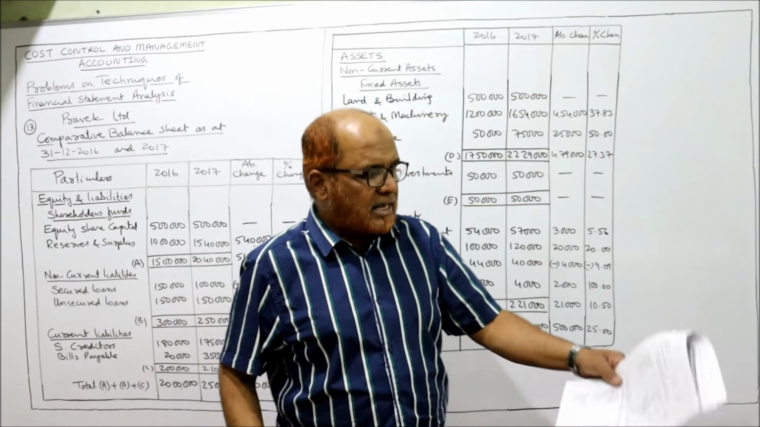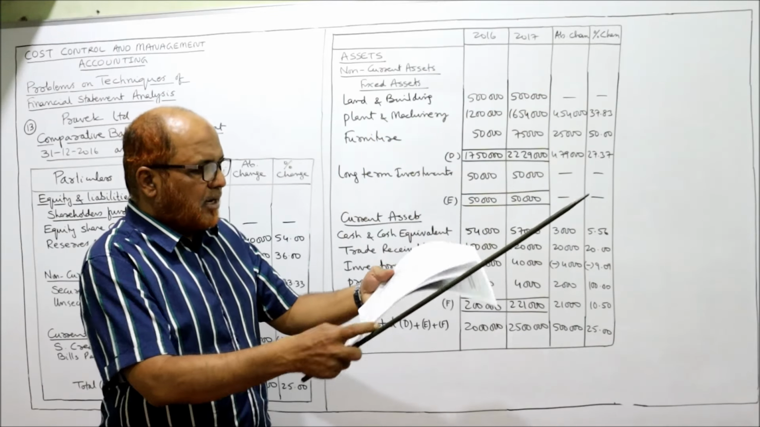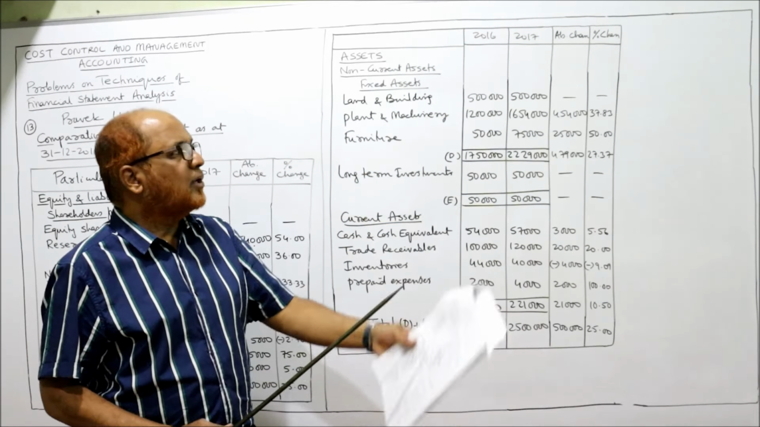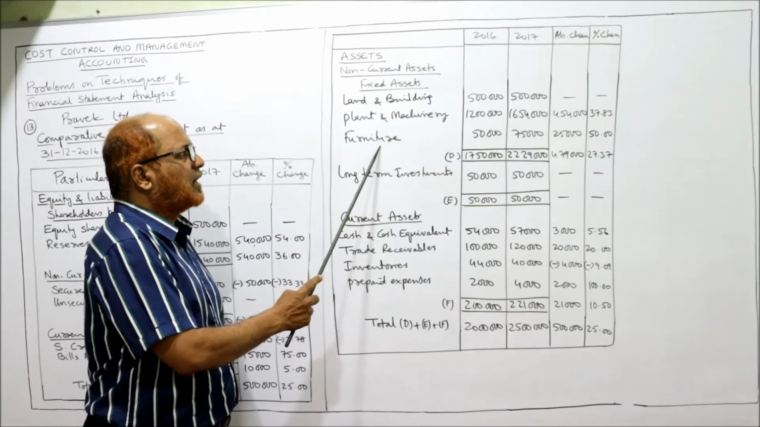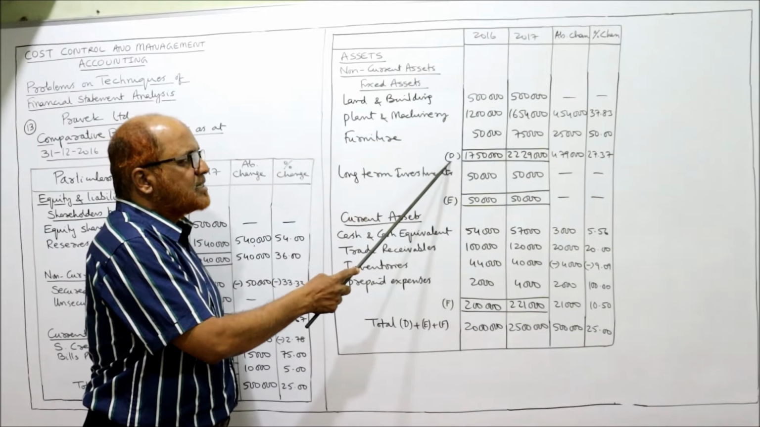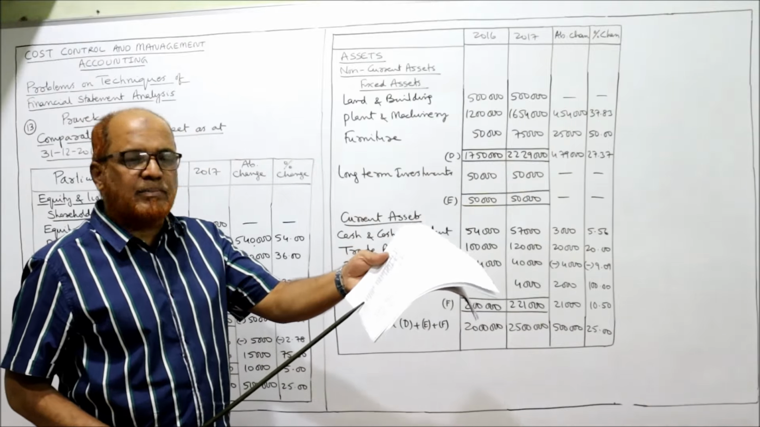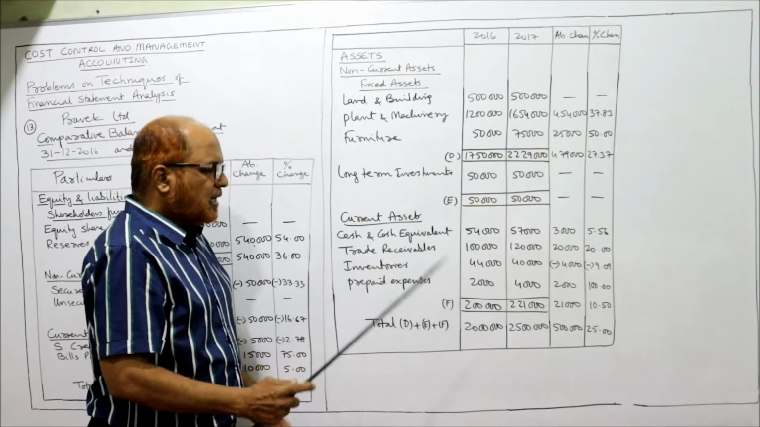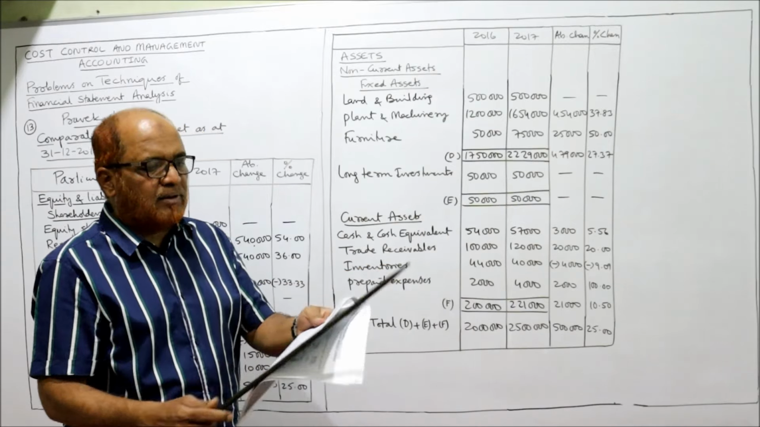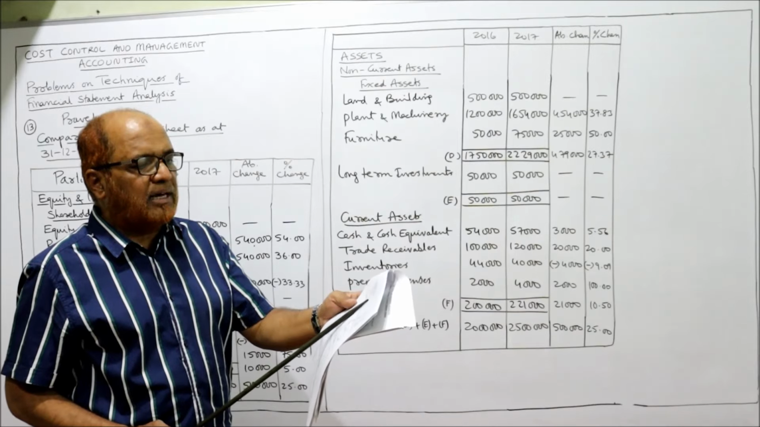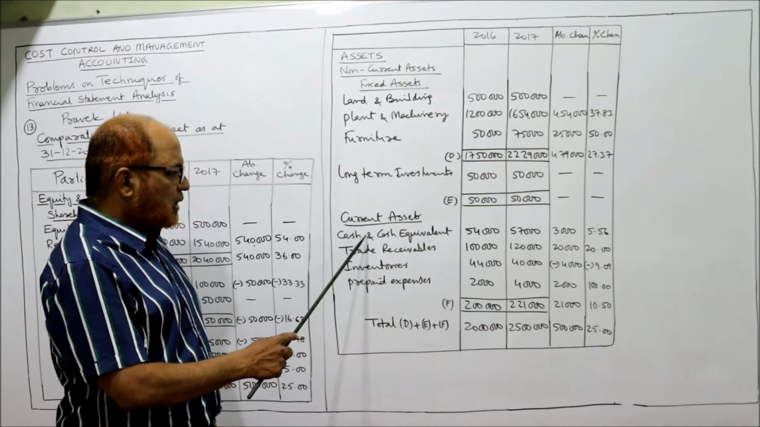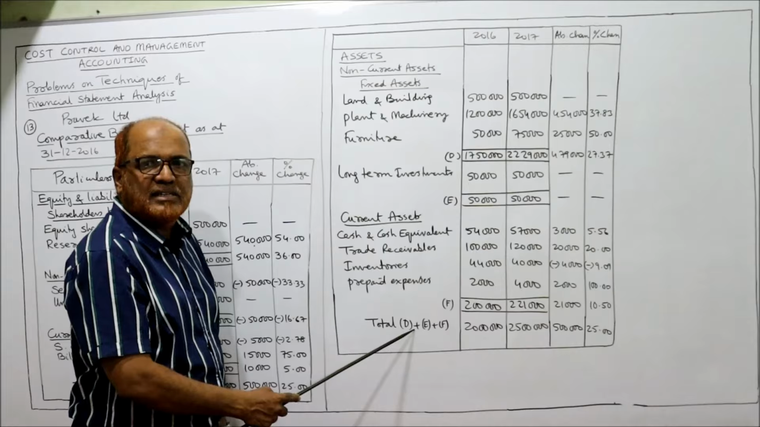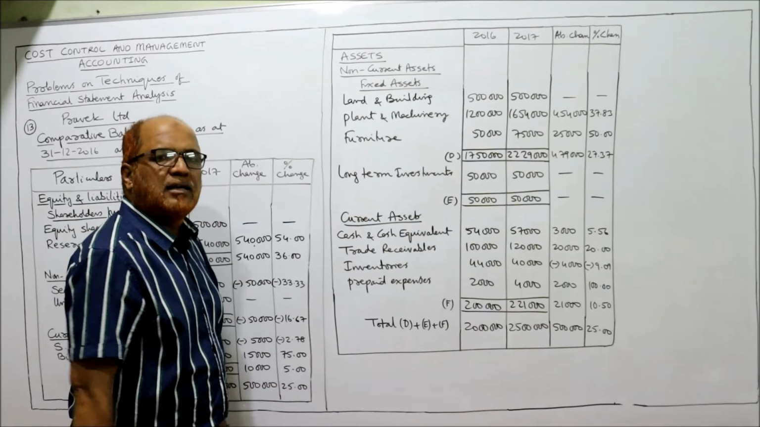Exactly the same. Now assets. Assets consist of non-current assets, that is fixed assets: land and building, plant and machinery, furniture. Take the total. This is denoted as D. Then long-term investments. Investments are 50,000, 50,000. Same. E is the total. Then current assets. Next page, current assets are given: cash and cash equivalent, trade receivable, inventories, prepaid expenses. All the four items I have taken. So D plus E plus F is the total of assets. So 20 lakh last year, current year 25 lakh.